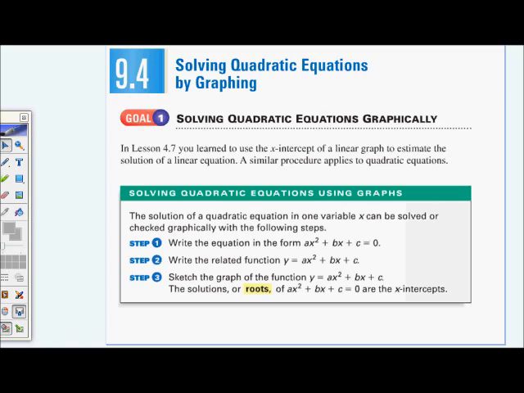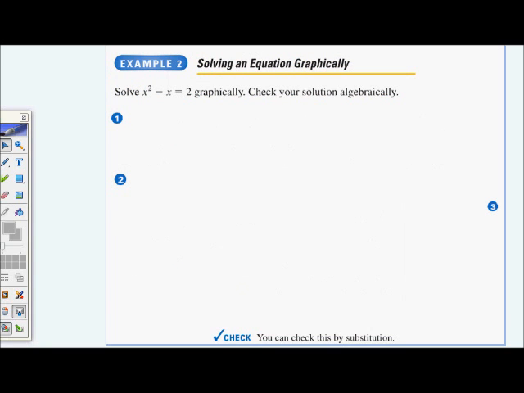That way you will find out the x-intercepts and the y-intercepts as we just did on the last screen. So moving on, let's go ahead and try example 2. This one says that we're going to solve this equation graphically. So our first step with that one is we're going to write the equation in standard function form.